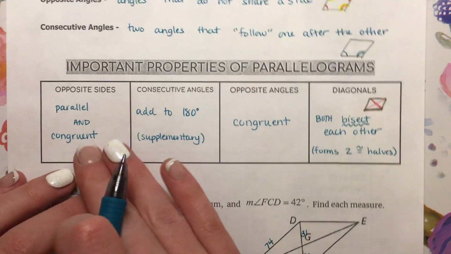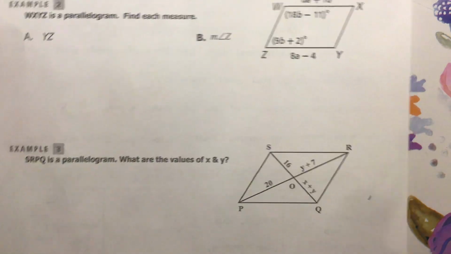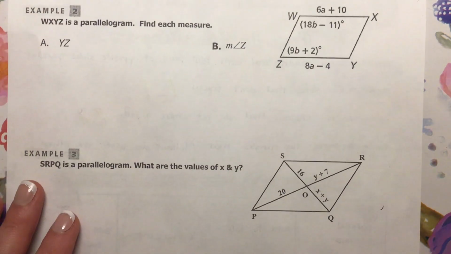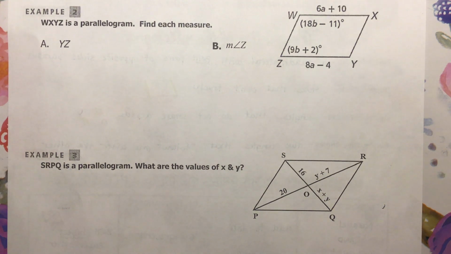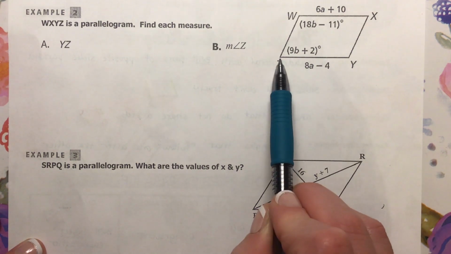We're going to keep applying these properties in the next examples on the back of this page. So in example 2, it says WXYZ is a parallelogram, find each measure. So we're using the same strategy. We want to apply the properties that are appropriate. We are first trying to figure out what YZ is. So from Y to Z.